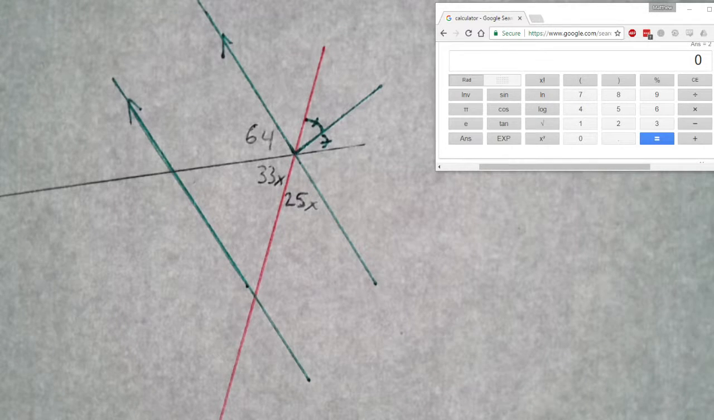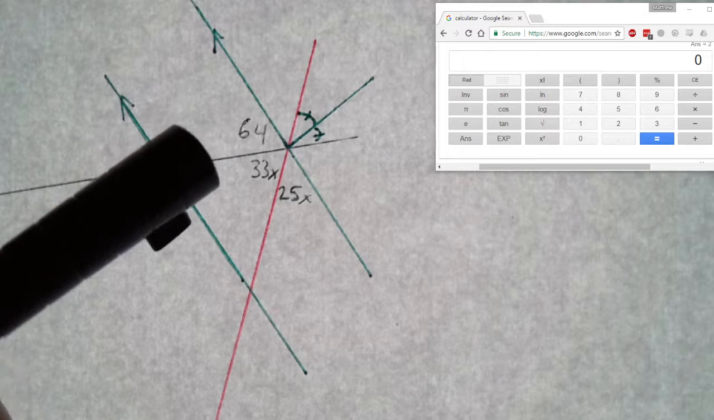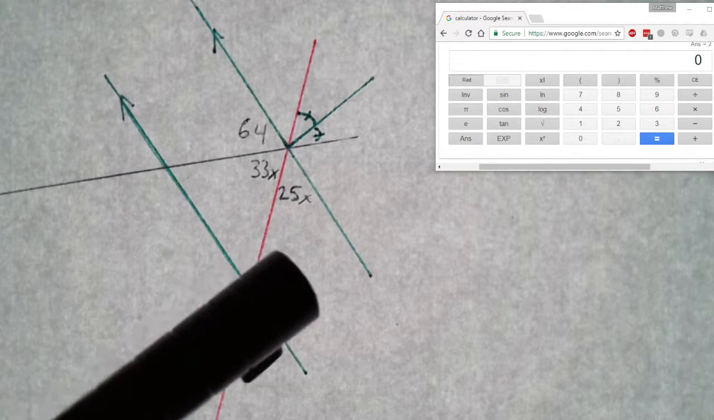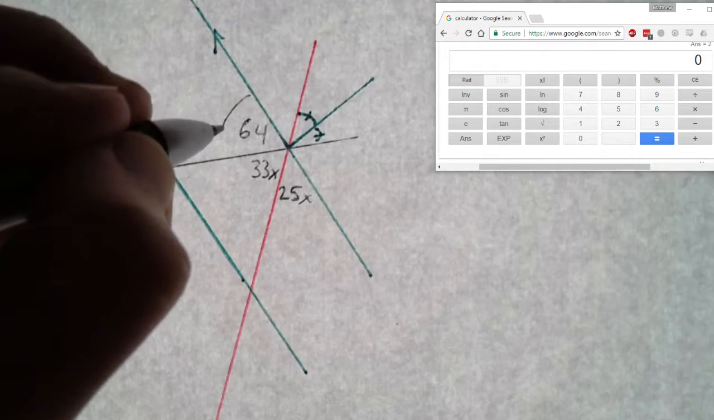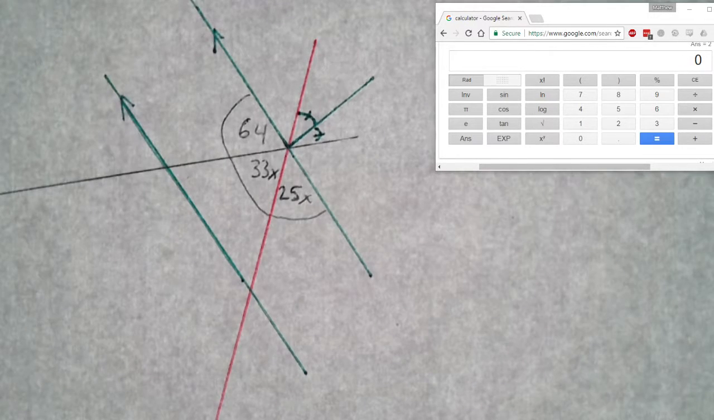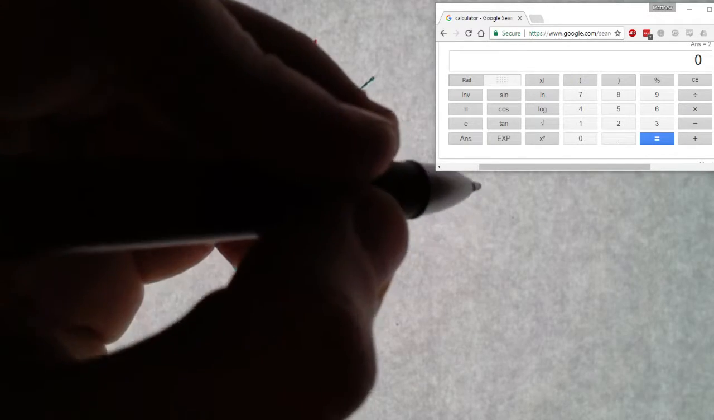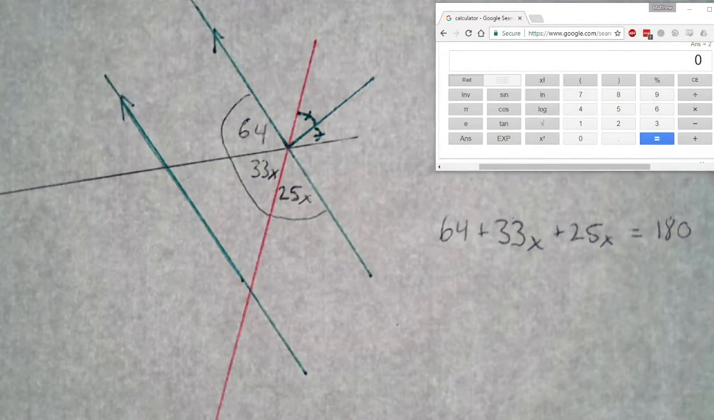by finding x. I see 64 here, 33x over here, and 25x over here. I know that these three angles together make a straight line, which means that they have to add up to 180. So I can set up an equation for that. I can say 64 plus 33x plus 25x, that should all equal 180.